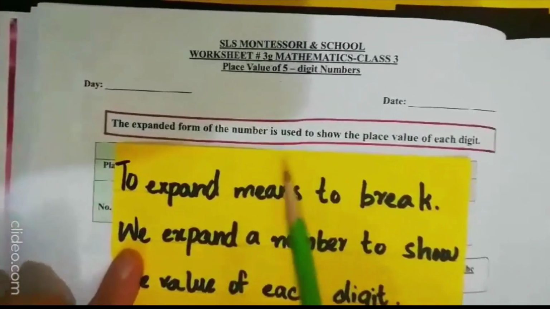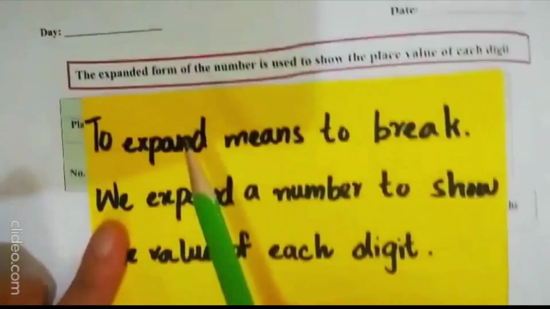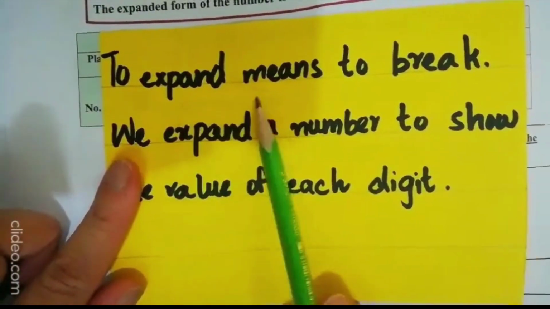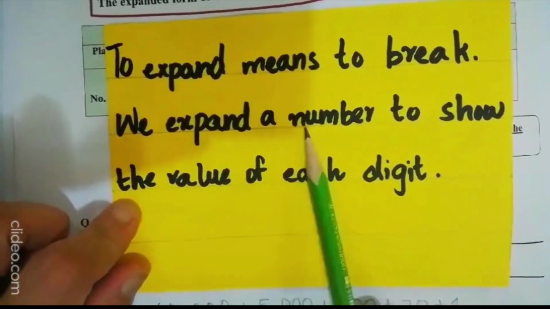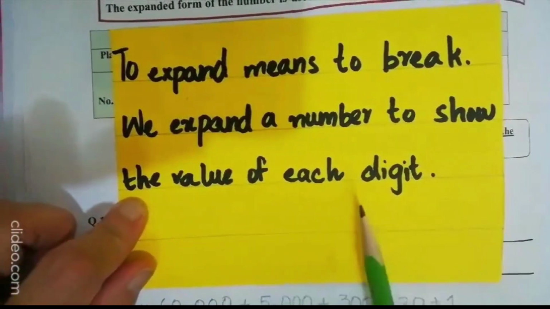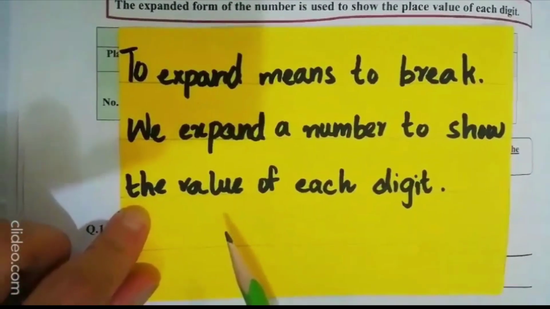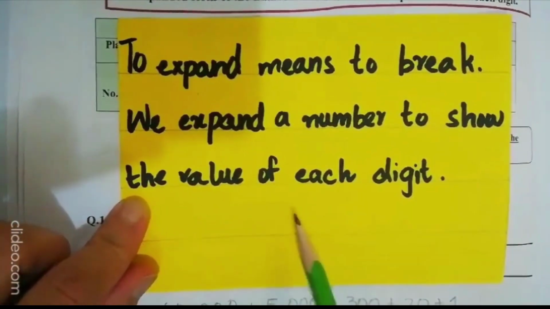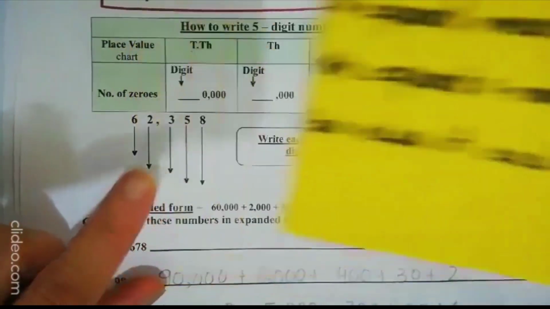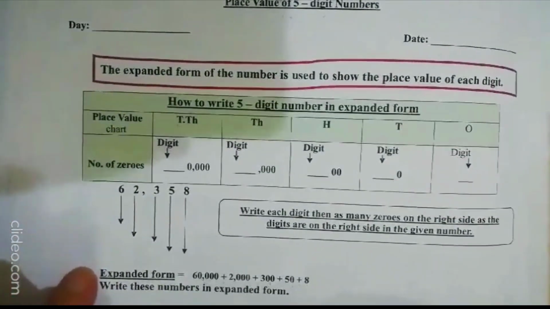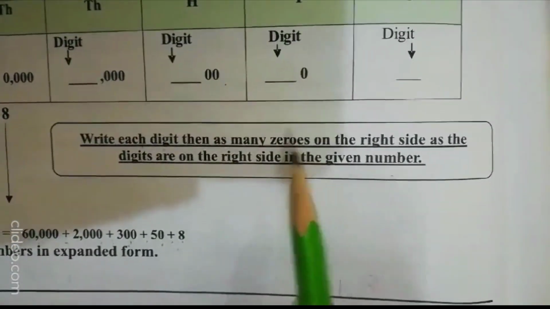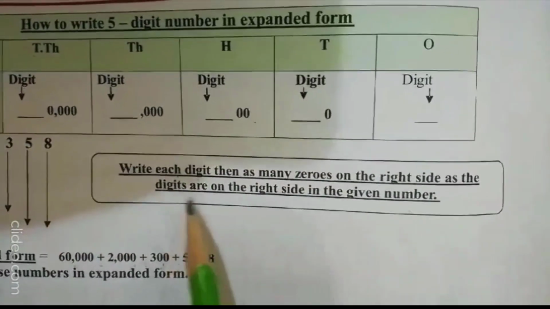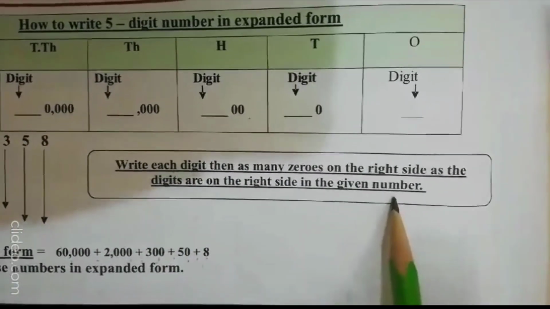Okay students, now coming to worksheet number 3G, page number 14. The topic is expanded form. To expand means to break. We expand a number to show the value of each digit. The expanded form of a number is used to show the place value of each digit. The method of writing expanded form is: write each digit, then as many zeros on the right side as the digits are on the right side in the given number.